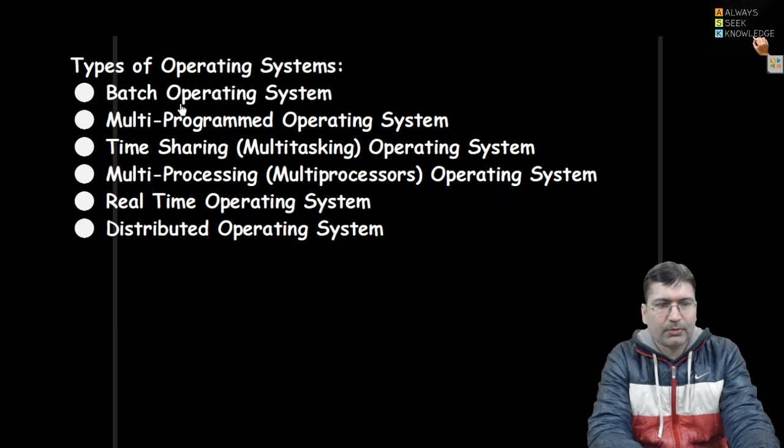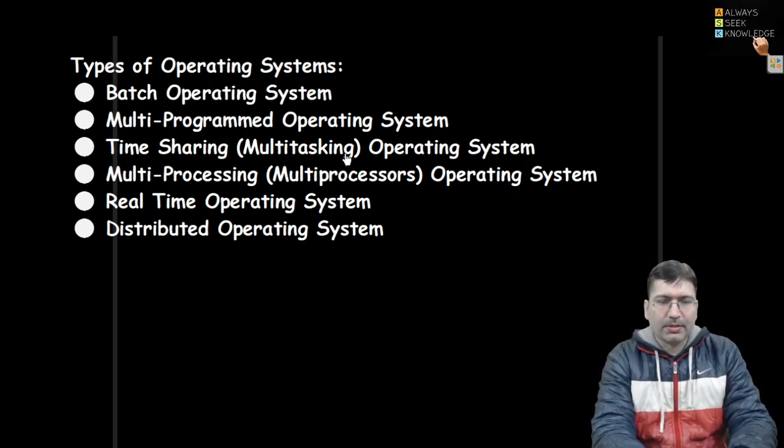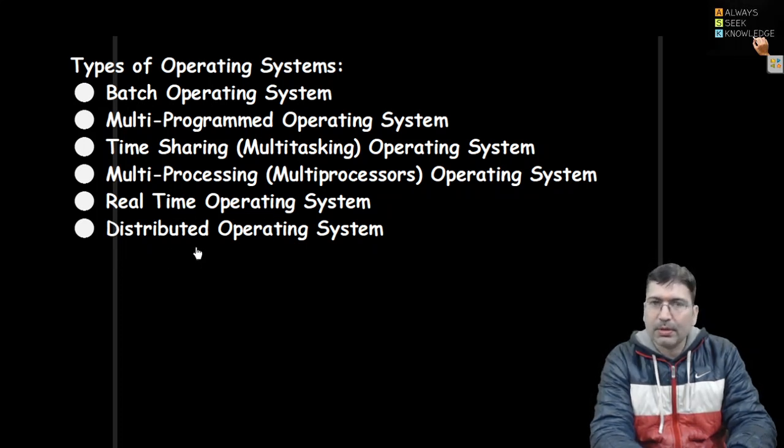Now, the very first type of operating system I have mentioned here is the batch operating system. Then we will discuss the multi-programmed operating system, then the time sharing operating system, which is also known as multitasking. And then we talk about the multiprocessing or multiprocessor operating system, then the real-time operating system and the distributed operating system. There are other types of operating systems also available, but primarily most of the books cover these operating systems. So let's start the discussion one by one.